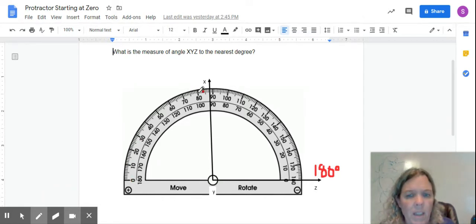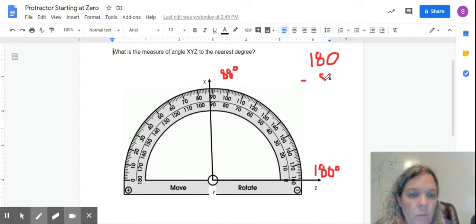And I notice that my line is between 80 and 90. So how I figure out where that line went through is I count by ones after 80. So I have 80, 81, 82, 83, 84, 85, 86, 87, 88. So line X goes through at 88 degrees. But we still have to figure out the measure for angle X, Y, Z. And how you do that is you take your 180 degrees and you subtract 88 degrees from it. And that will give you the difference.